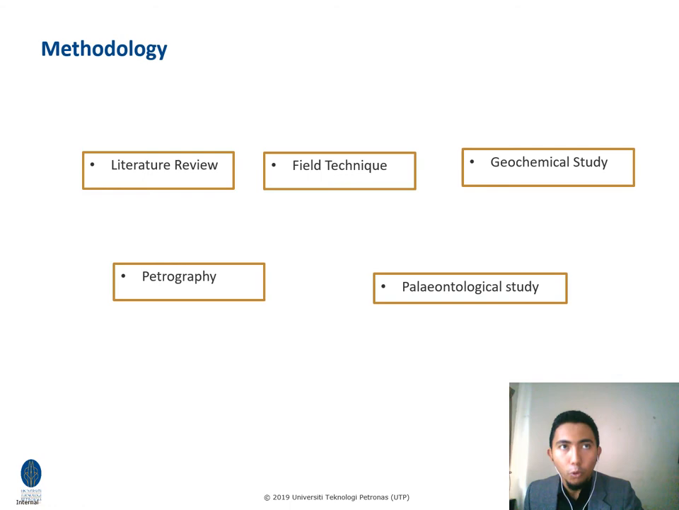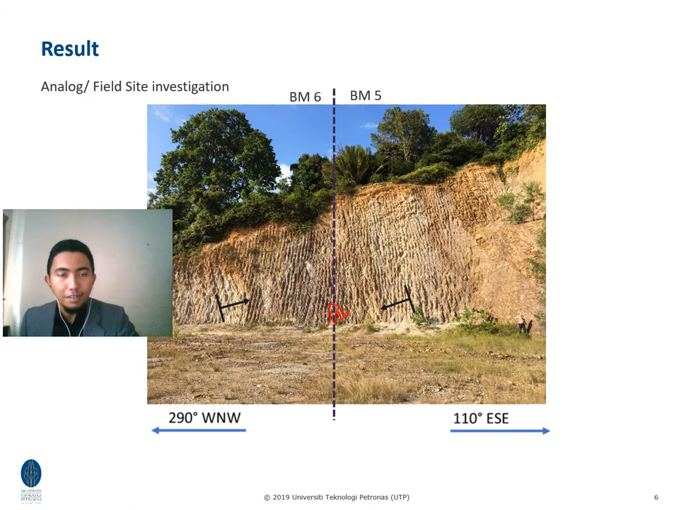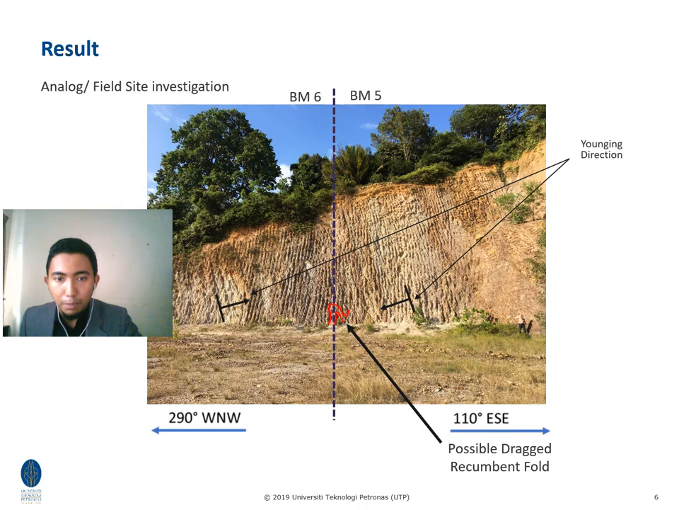Next is the result, whereby first is the analog field site investigation, where you can see the area on the slide. It's segregated by BM6 and BM5, whereby the black arrow with the base shows the ranging direction as suggested by my supervisor, Dr. Jose. And the red fold is a possible drag recumbent fold, also proposed by Dr. Jose. That's why we segregated the loggings based on BM6 and BM5, whereby I focus on BM6 and the previous studies on BM5.